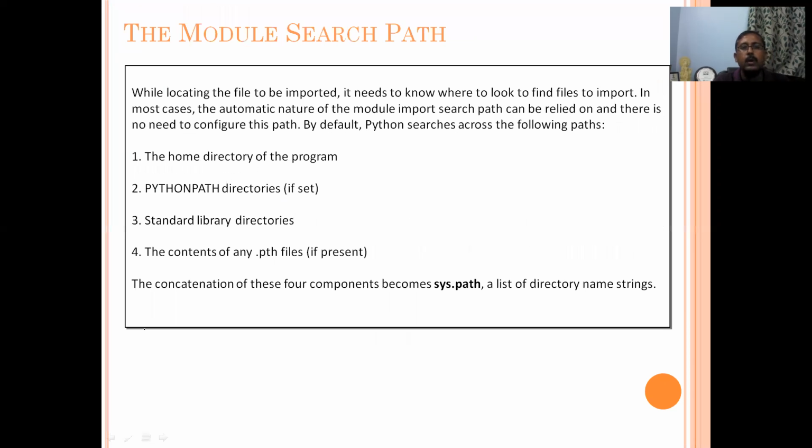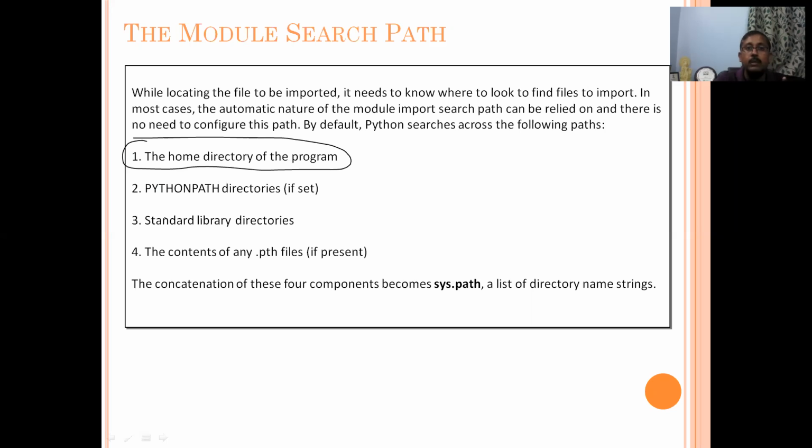Now, one more important thing I wanted to cover here, the module search path. Remember, we talked about the module search path. We had a question: how is it going to figure out whether the file exists or not? And if it exists, which directories, which paths is it going to search through? The first one it is going to search through is the home directory of the program, or the current working directory where the program is getting executed from. That is where it will search first.